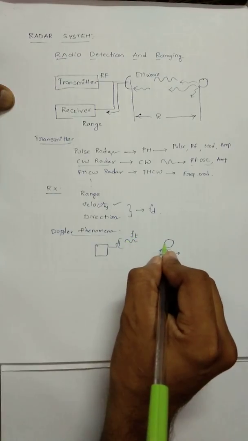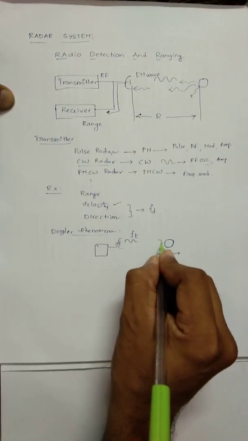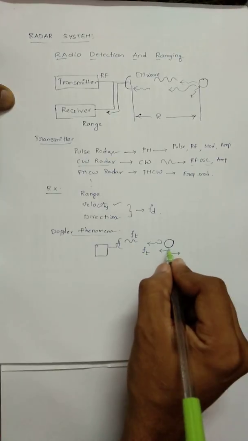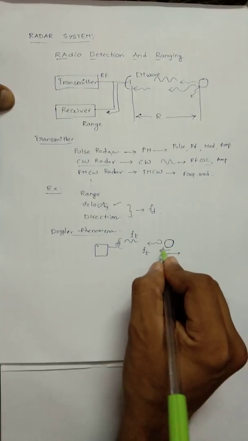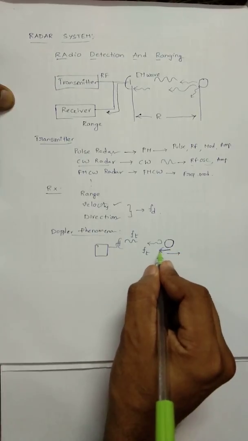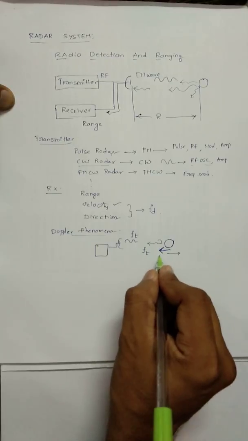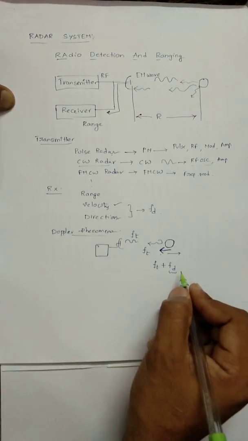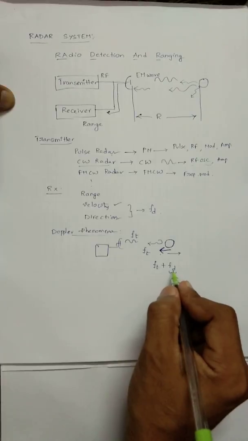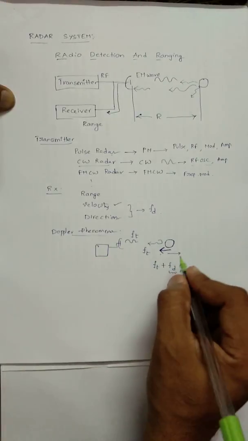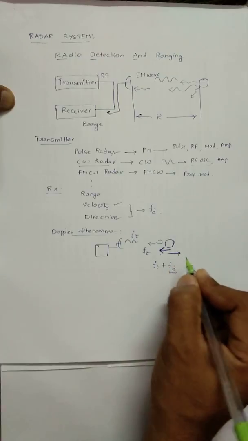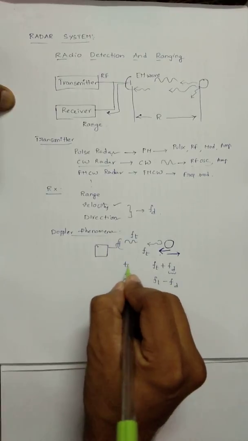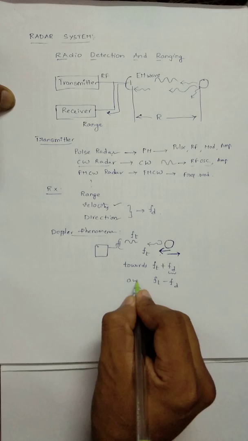When this wave touches the object, if it is a stationary object, the reflected signal has the same frequency ft. If the object is in motion and moving towards the radar system, the resultant frequency will be ft plus fd. Here fd is due to the movement of the object, and plus fd is due to its movement towards the radar system. If it is moving away from the radar system, the resultant frequency is ft minus fd.